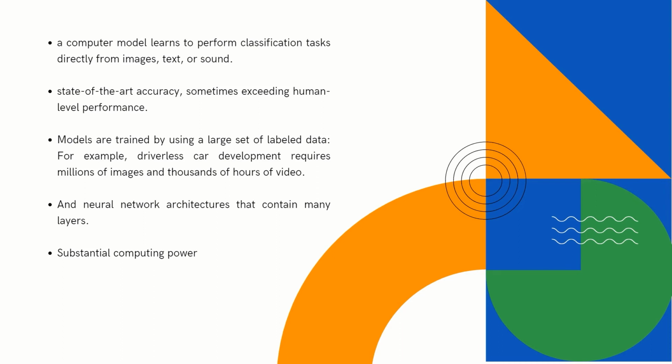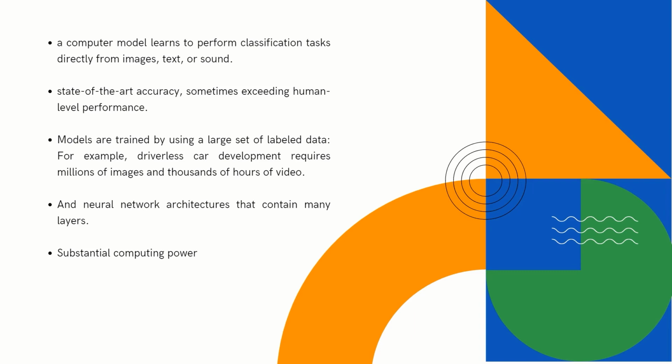So models need to be trained by using a large set of labeled data. As I said, one of the prime differences between machine learning and deep learning is that machine learning can be applied to supervised data, that means labeled data, as well as to unsupervised data, that means data which is not labeled. But when we typically talk about deep learning, the models are required to be trained by using a large set of labeled data only. Let's say, for example, when we talk about driverless cars.